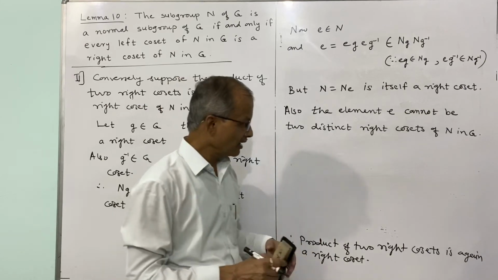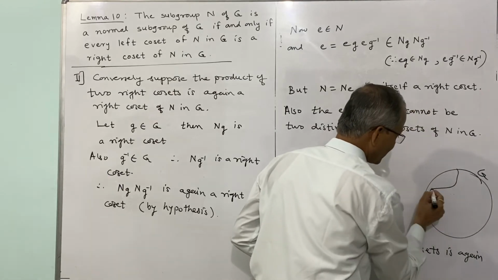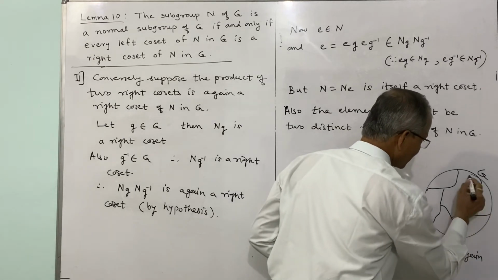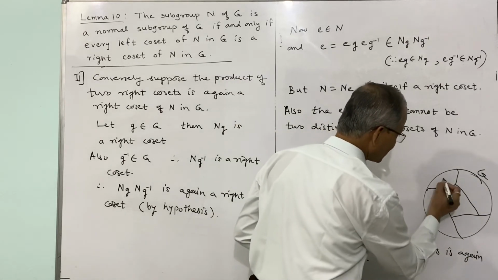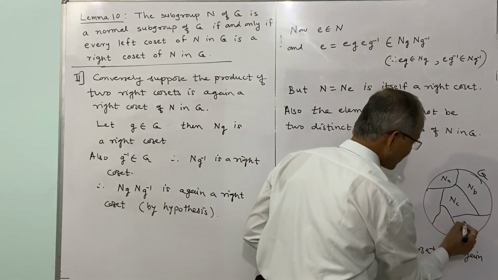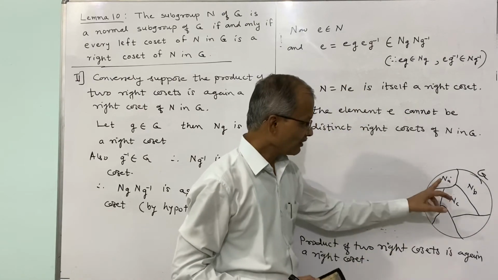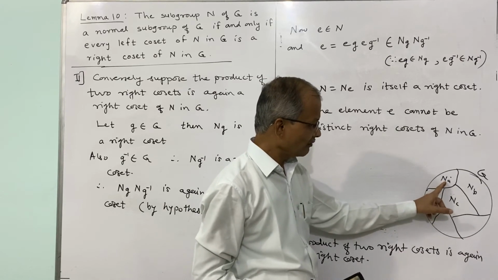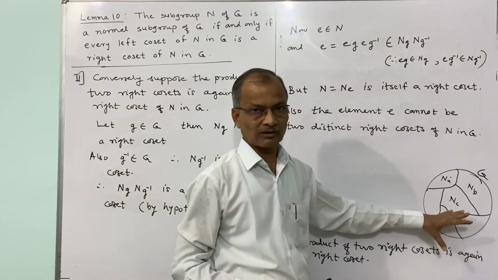So if this is the set G, the right cosets will partition this set G into distinct right cosets. If this is Na, this will be Nb, this will be Nc, etc. If an element is in one coset, it will not be in another. Two right cosets are either equal or they are disjoint. That is the meaning.